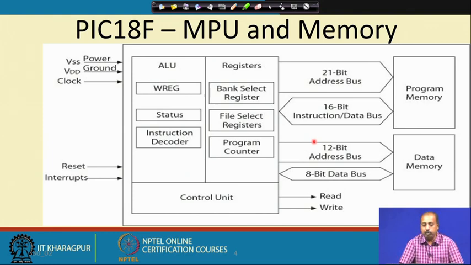Then we have the program counter. On the ALU side, we have one W register or working register. This is nothing but the accumulator, like the accumulator we have seen in other processors. This is the A register sort of thing, where it will be doing the accumulation job. All the operations will be with respect to this W register. Then there is one status register, similar to the status register of other processors, and one instruction decoder.